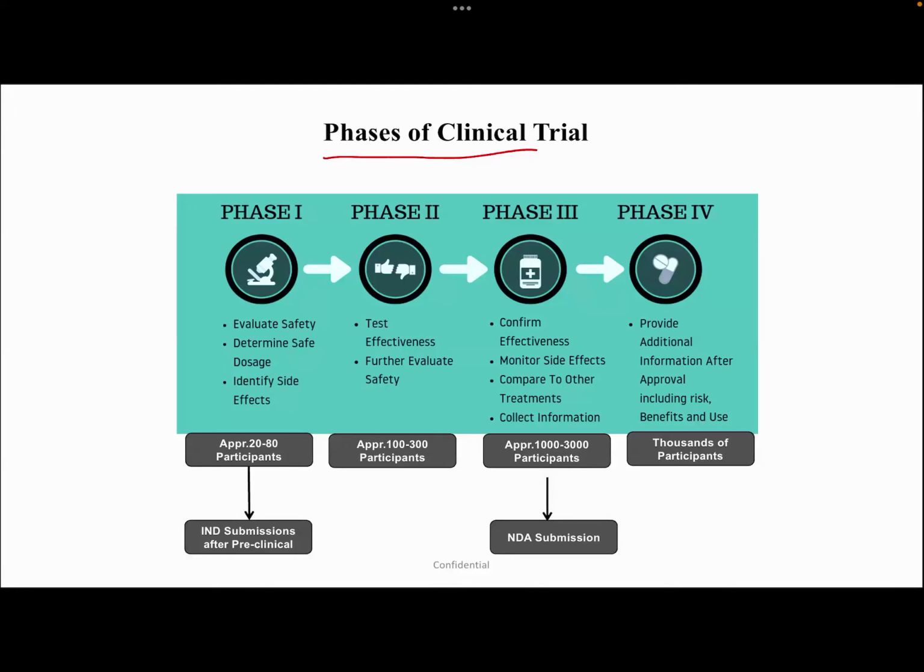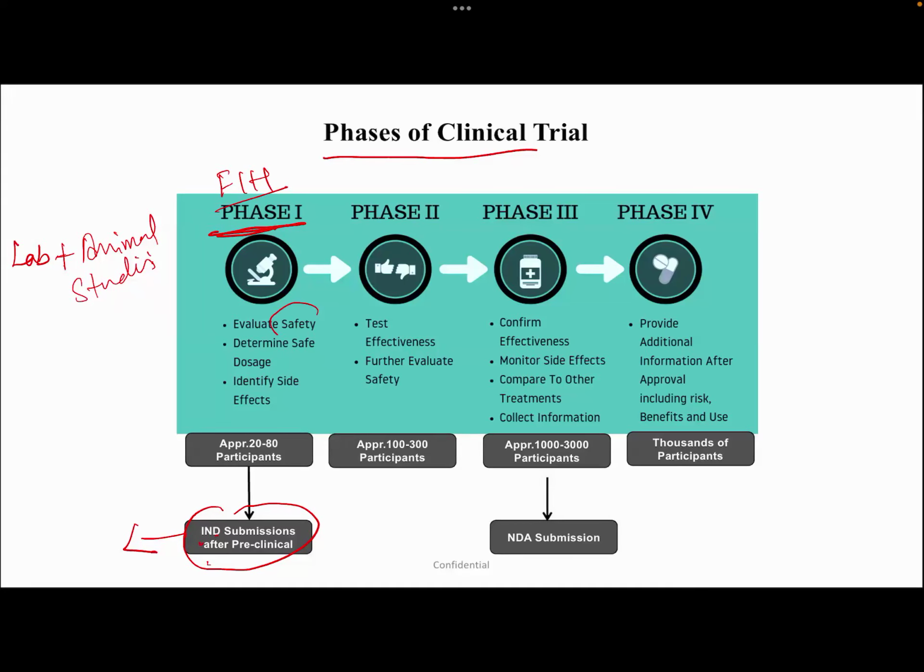Even before your phase one, there is always lab work, then animal studies. Even before phase one, you file the IND application, investigational new drug. There will be a session on investigational new drug as well. So immediately after preclinical, you follow this. Then you can start with phase one. That means first in human. Remember this term, first in human.